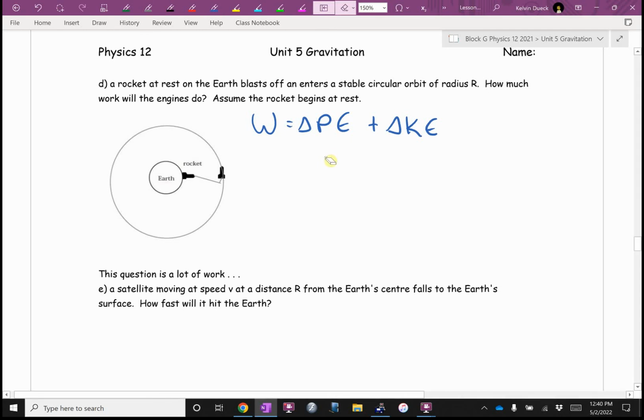And make sure you use the cosmic potential energy here. I'm not going to break this one down further, except to remind you, Paige, what's changing anything? Final minus initial. Okay.